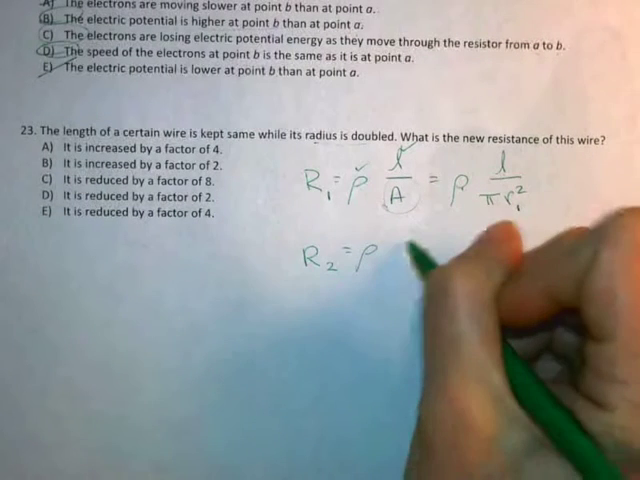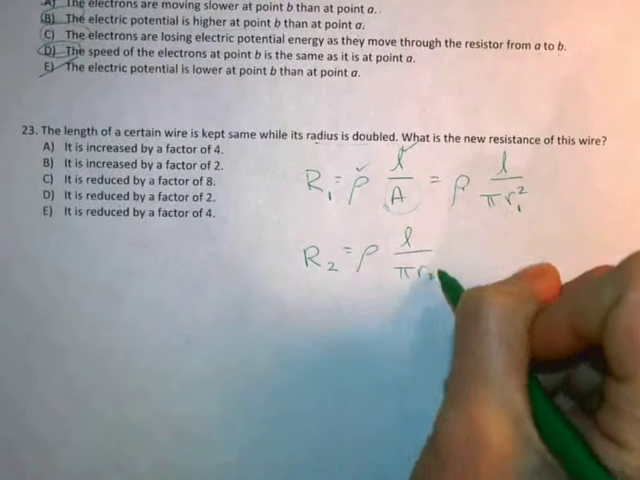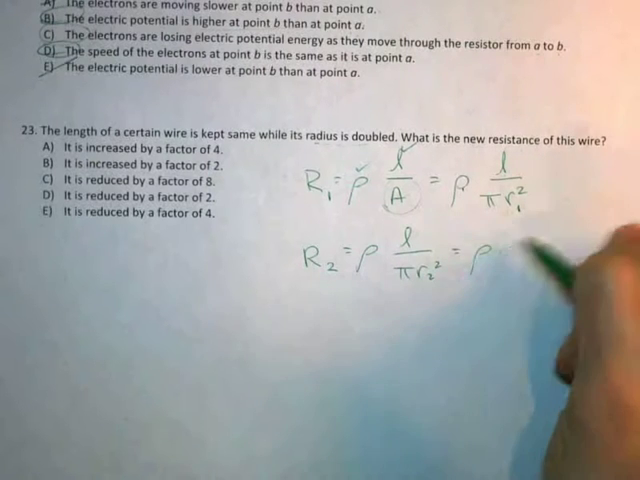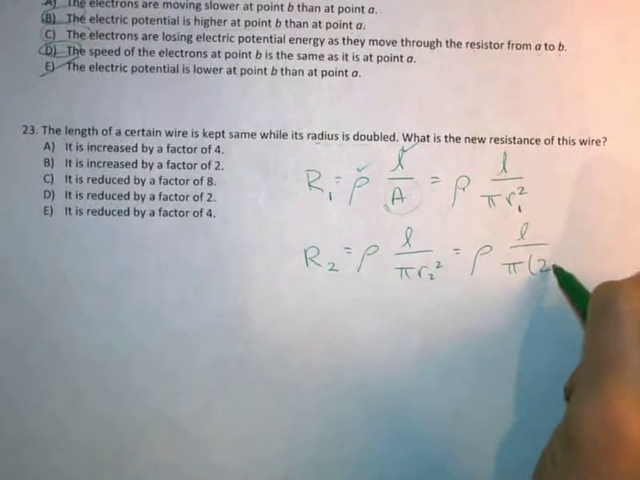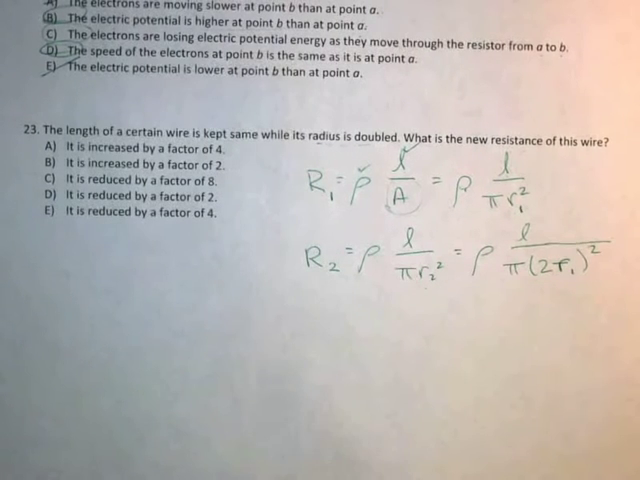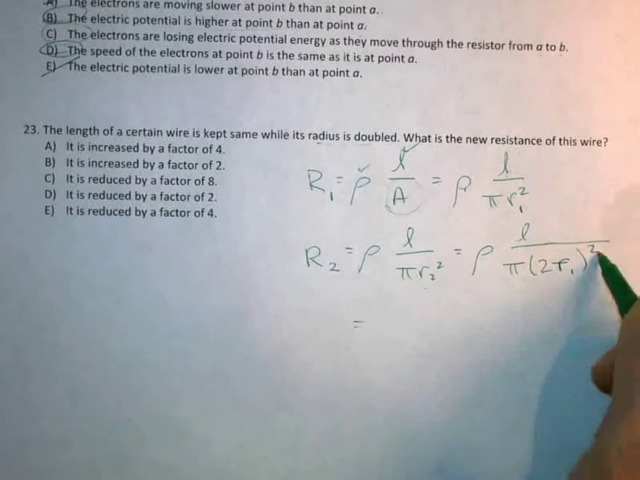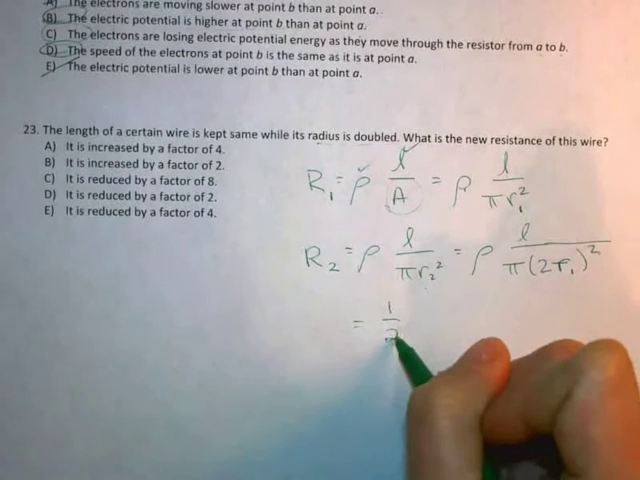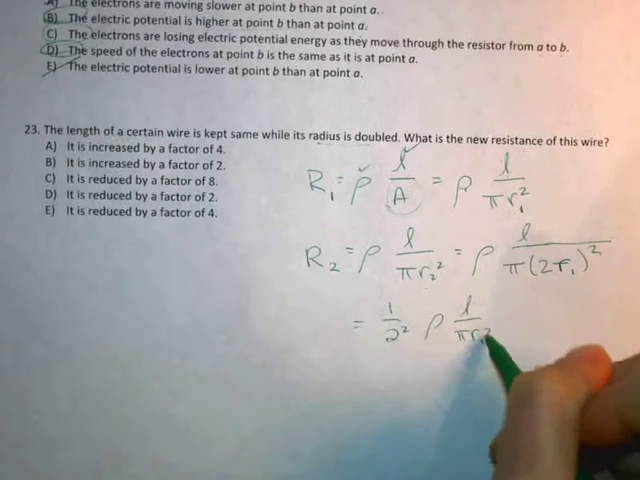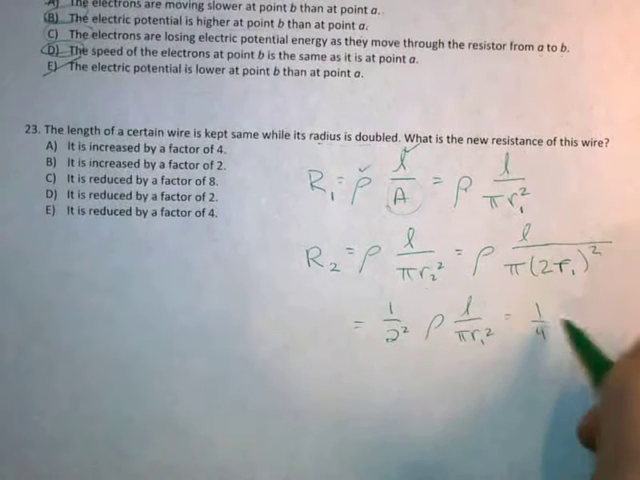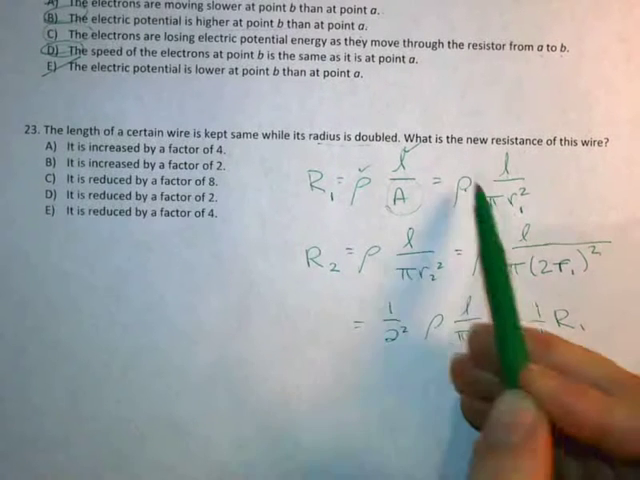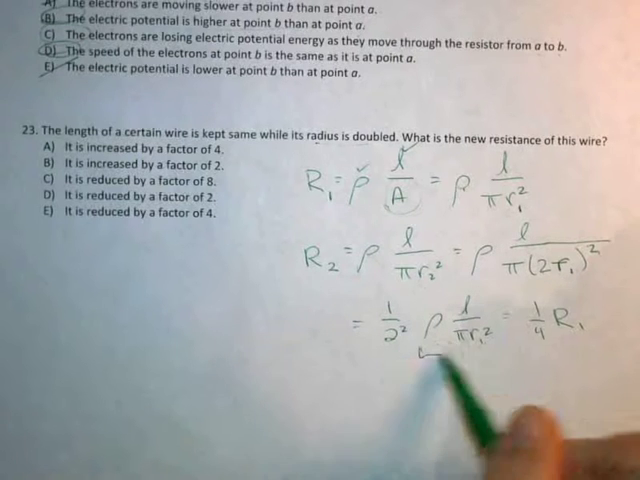All right, so for my resistance in the second wire, I need to double the radius. So I have rho, radius 2 is going to be rho L over pi radius 2 squared. But I know that this number is twice as big as that number. So let's plug that in: rho L over pi times twice the radius of the first one, squared. Now let's pull out this 2, which is squared. So 2 squared is 4. So 1 divided by 2 squared times rho L over pi r1 squared. So that's 1/4 of what it was before.